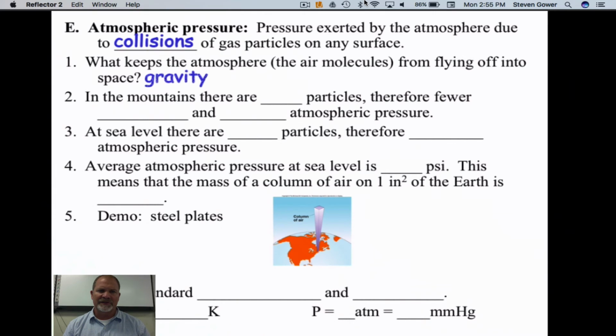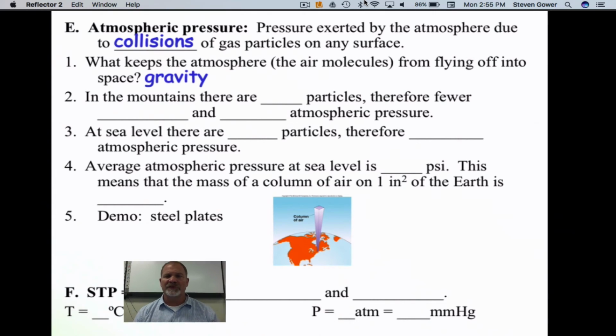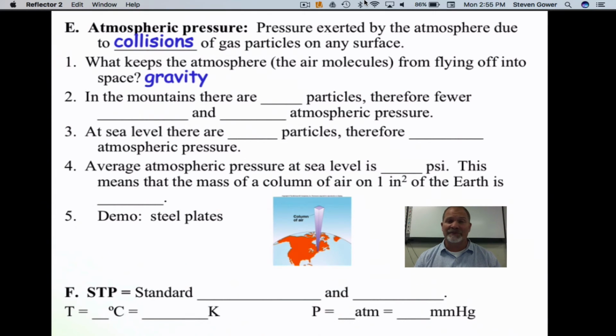Atmospheric pressure is exerted by the atmosphere due to collisions of gas particles on any surface. What holds our atmosphere intact is gravity. Understand why, as you go up into the mountains, a bag of chips expands. Because you're going up the mountains, there's less atmosphere above you, therefore fewer particles, therefore fewer collisions, and lower pressure. At sea level, however, when you come back down, there's more atmosphere above you, therefore more particles, therefore more collisions, therefore you have a higher pressure.